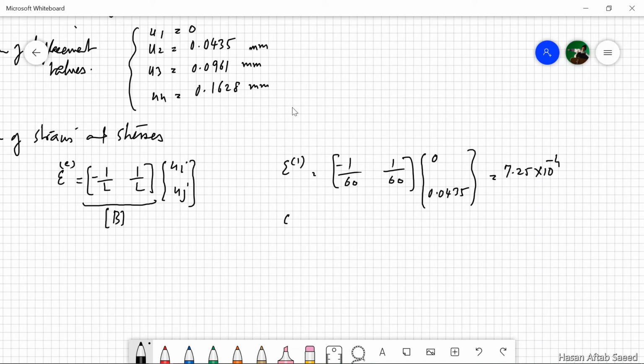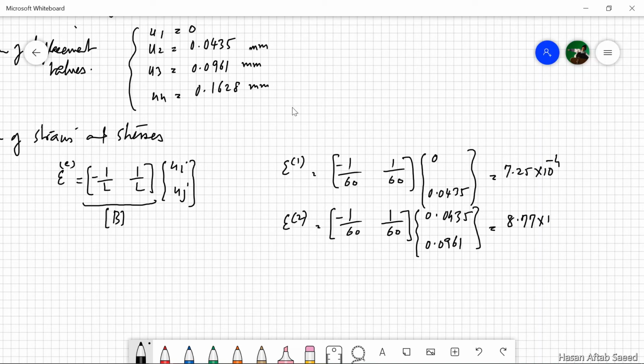Strains have no units. For element 2 again, the lengths are the same. In this problem, we have the same lengths, but generally speaking, lengths need not be the same. So element 2, the nodes are u2 and u3, so the values here will be 0.0961, and this then turns out to be 8.77 into 10 raised to power minus 5. And again, you check these values with your own calculations.